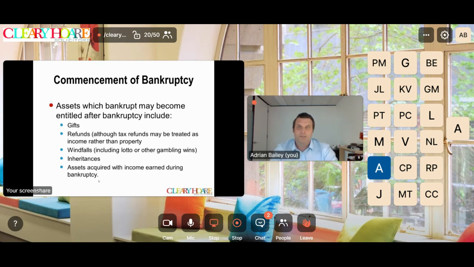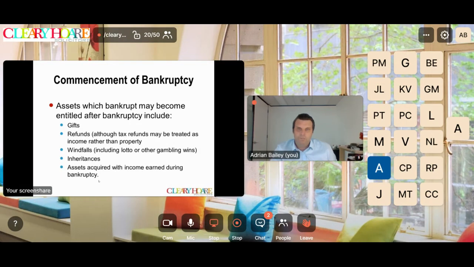The other thing that we need to be aware of is that assets which we may come into possession of or become entitled to at a time after we're bankrupt, the trustee in bankruptcy may become entitled to them. So things like gifts to us if we're bankrupt, the trustee in bankruptcy can get their hands on that. Refunds, tax refunds may be treated as income rather than property. Windfalls, so lotto or gambling wins, we don't want to be buying lotto tickets while we're bankrupt. Inheritances, and assets acquired with income earned during the bankruptcy. So all of those things can be exposed if we receive them after we're bankrupt.